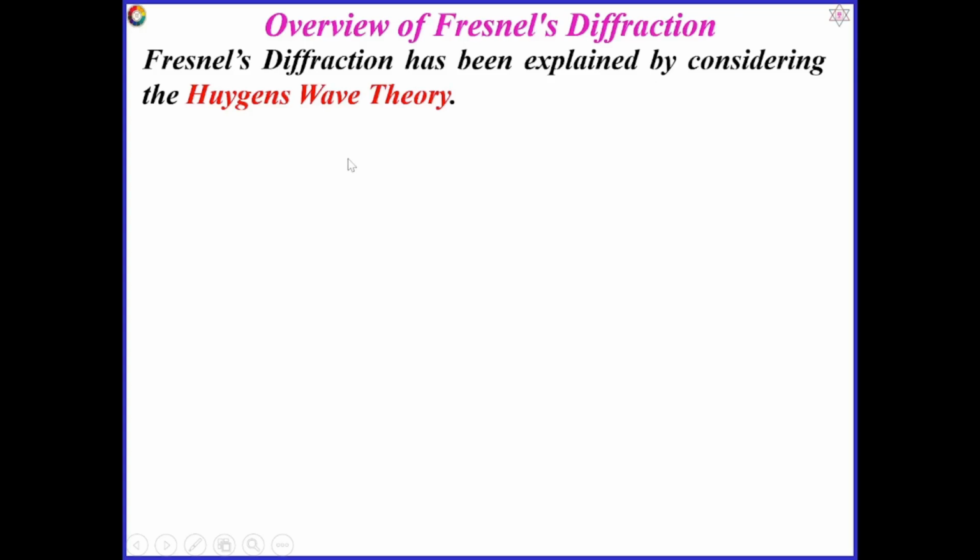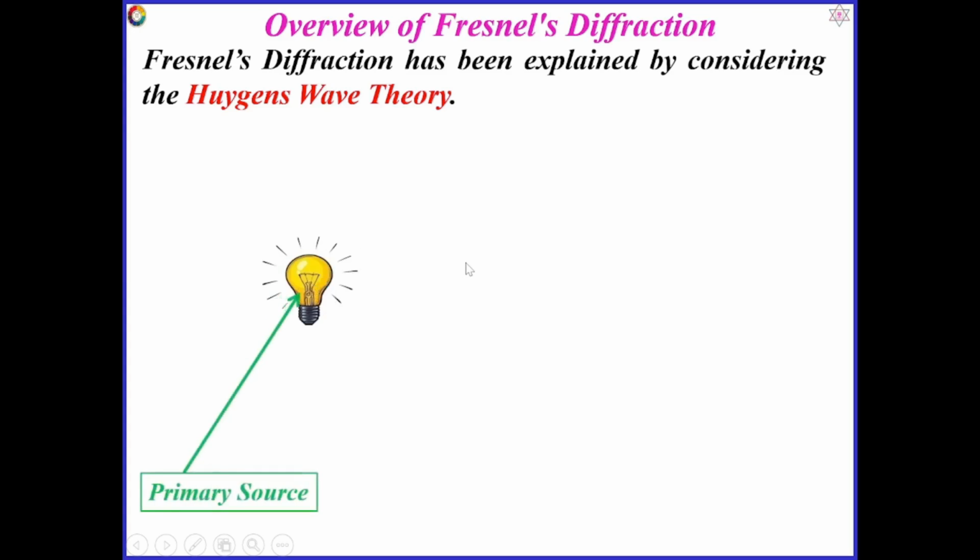Okay, first we have to discuss Huygens wave theory. So for that, consider an isolated source. From this isolated source, the light will be propagated, and this is also called your primary source. The light will be propagated from this primary source along all the directions like this.